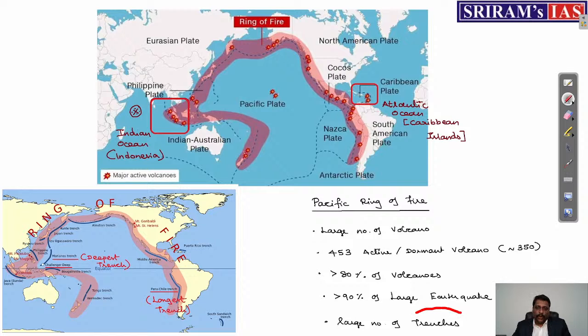And this region also has a lot of trenches. See, a region known for trenches, known for earthquakes, known for volcanoes. Alright, of course, it is also known for the continuous stretch of fold mountains, the Pacific Ring of Fire.